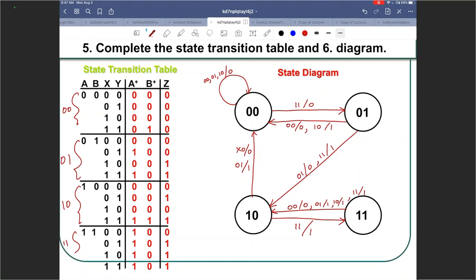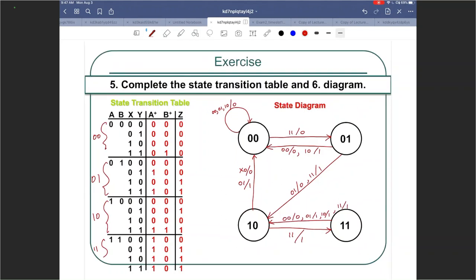All right, so that essentially is how you go from the state transition table to the state diagram, and that would complete the exercise. One thing to note over here: notice the output Z. Does it match a particular state? Z here is 0. B is also 0. A is also 0, right? And then Z here is 0 0 1 1. What is 0 0 1 1?